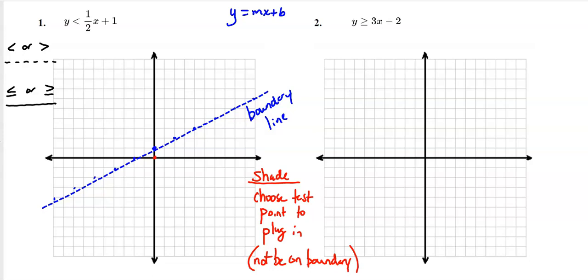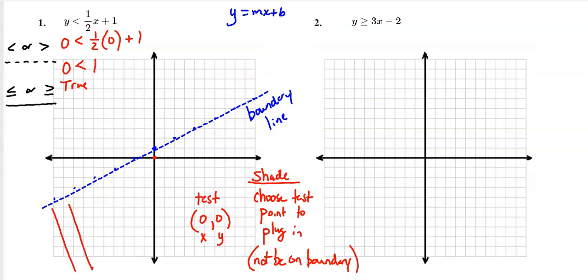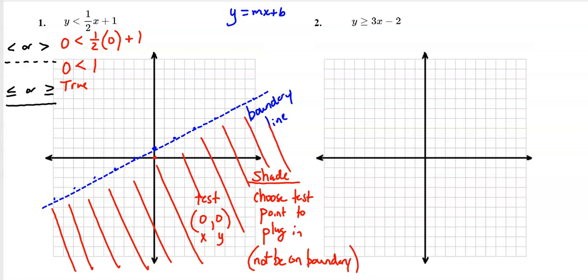So what we're going to do right now is test 0, 0, meaning I'm going to test x equals 0, y equals 0, and plug it in up here. So 0 less than 1/2 times 0 plus 1. Well, when I work it out, 0 is less than 1. And that's a true statement. So since it's a true statement and 0, 0 is a solution, I now shade everything over here on this side. That would be shaded. And then the top part is not shaded.